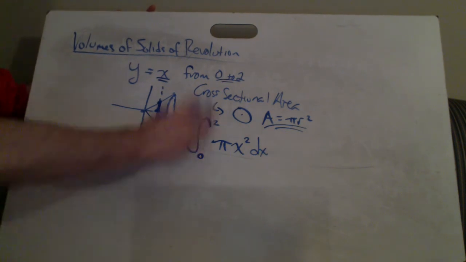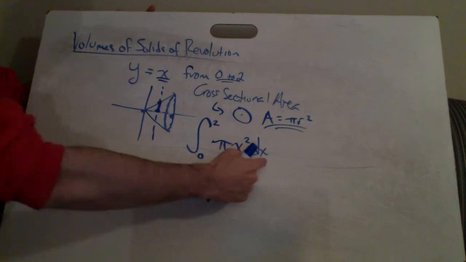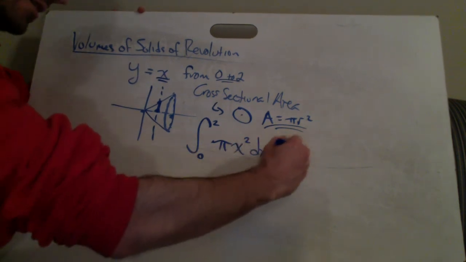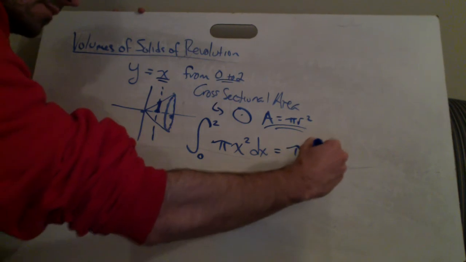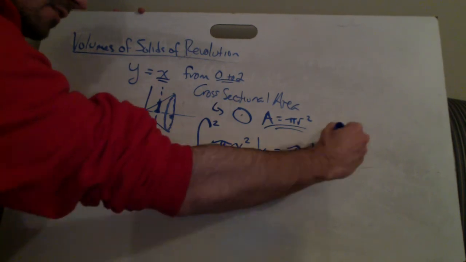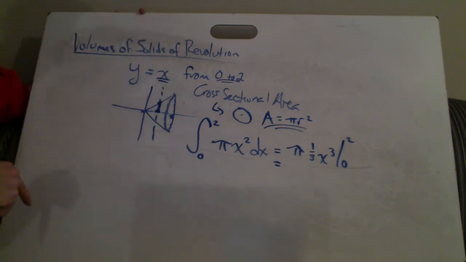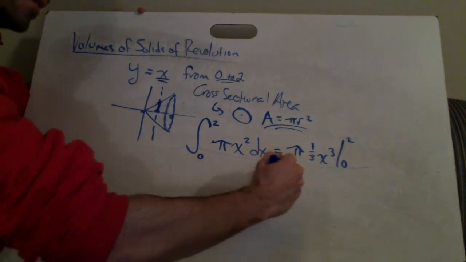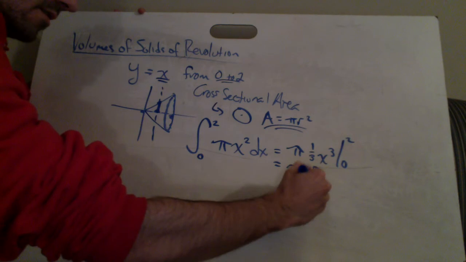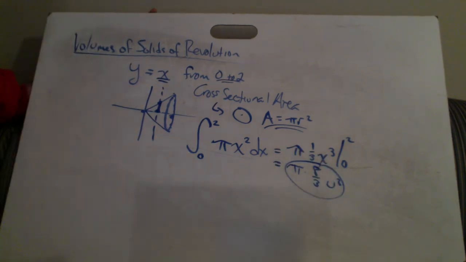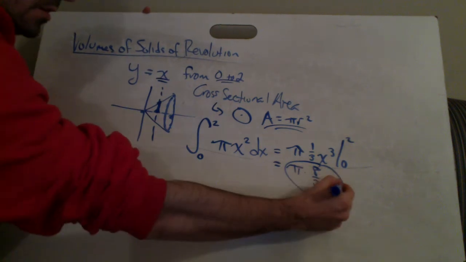So in this very specific case, my integral looks like this: the integral from 0 to 2 of pi x squared with respect to x. Great. So when I integrate this, the pi is just a constant. The x squared becomes 1/3 x cubed, and I go from 0 to 2. So I'll plug in 2 for x, and I'll subtract when I plug in 0 for x. When I plug in 0 for x, I just get 0. So this means it's pi times 8/3. And of course, my units are cubed. Units cubed. Great. Awesome.